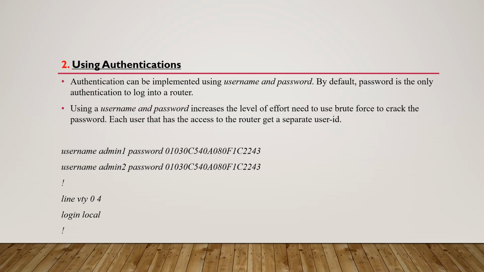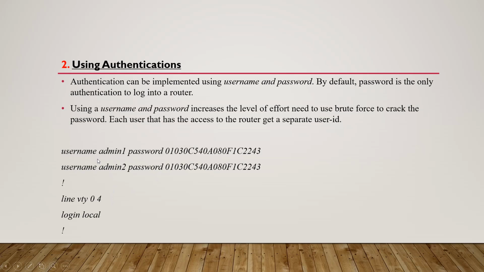Each user that has access to the router gets a separate user ID. So there is a command here: username admin1 password. It is a big number. We can add any password like admin1, admin123, admin at the rate. Suppose the username is Rohan, admin at the rate Rohan, and his birth date, etc. So we can add. What does this exactly mean?